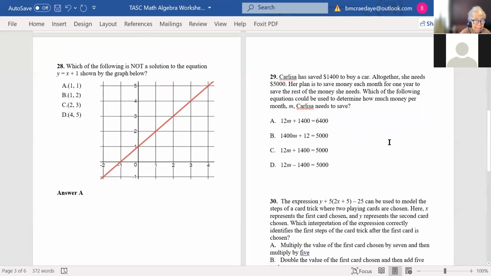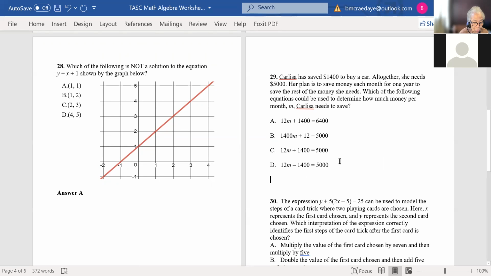Carissa has saved $1,400 to buy a car. Altogether, she needs $5,000. Her plan is to save money each month for 1 year to save the rest of the money she needs. Which of the following equations could be used to determine how much money per month, M, Carissa needs to save?